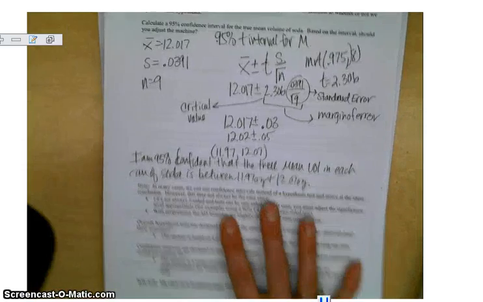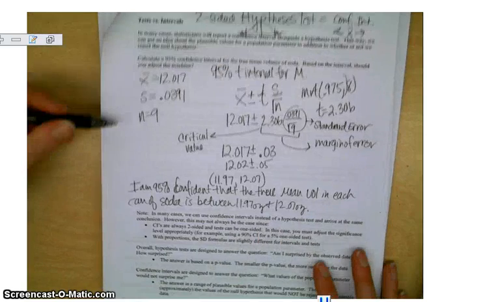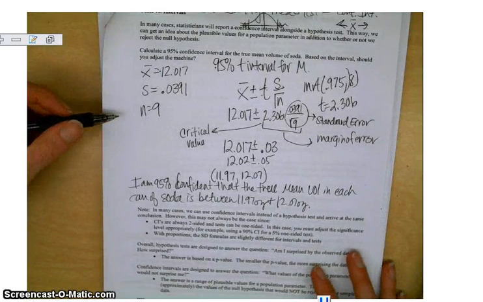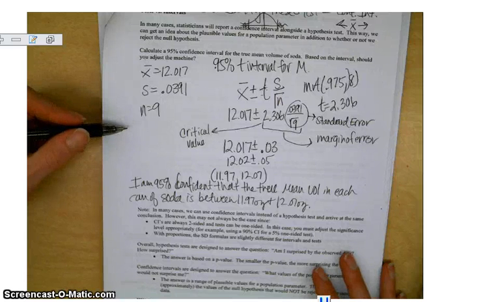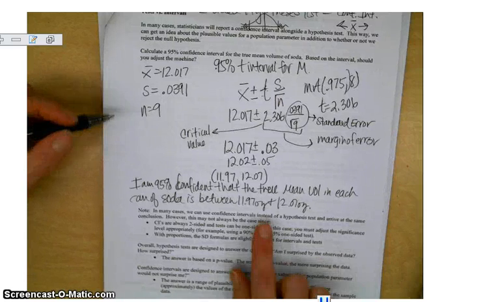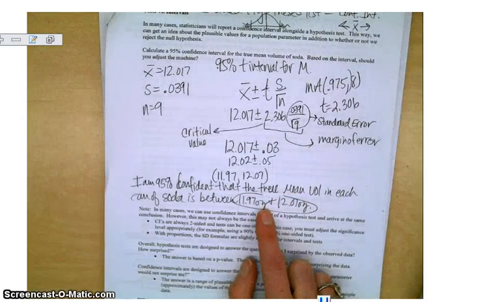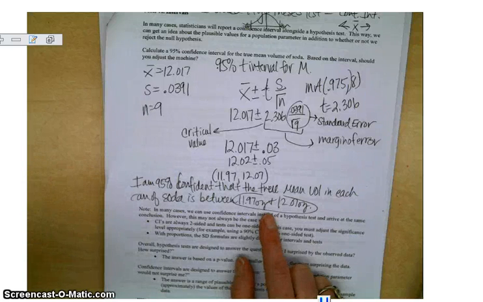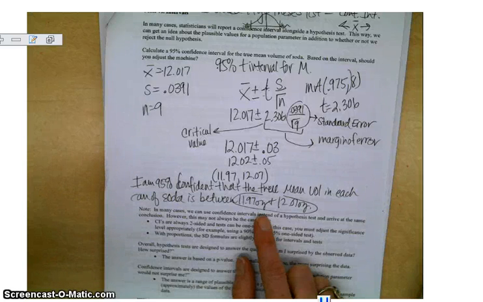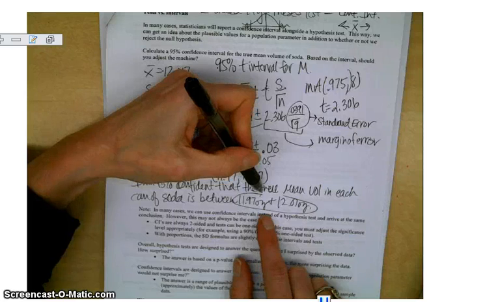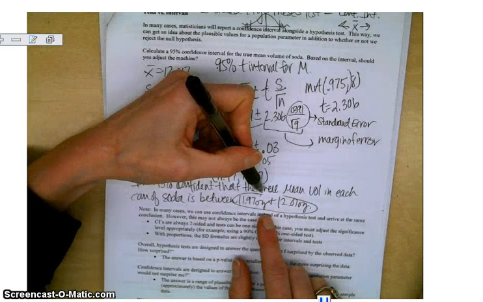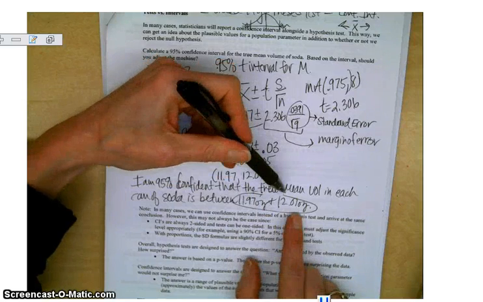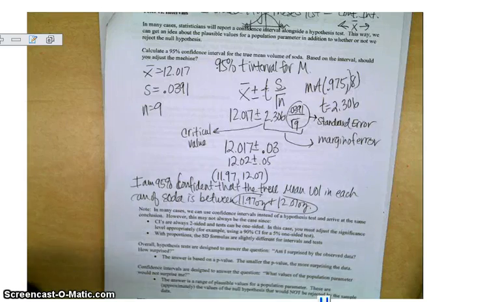Based on this interval, should you adjust the machine? Now, some of you are making this way, way too hard to make decisions. It's not meant to be that hard. This is a range of possible values that the machine is filling the cans. What is the desired value that you want to fill the cans? 12. Is 12 in this interval? Yes. Do you need to adjust the machine? No, because your interval captures the mean that you are looking for.